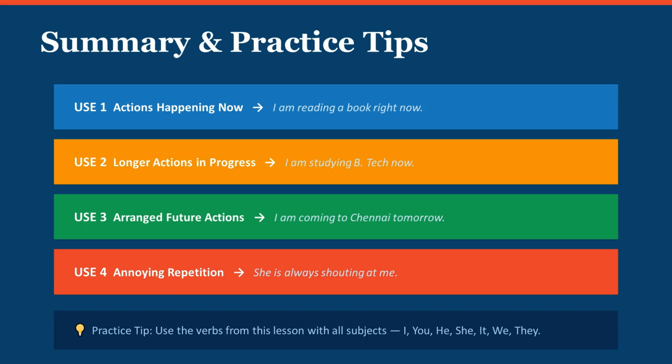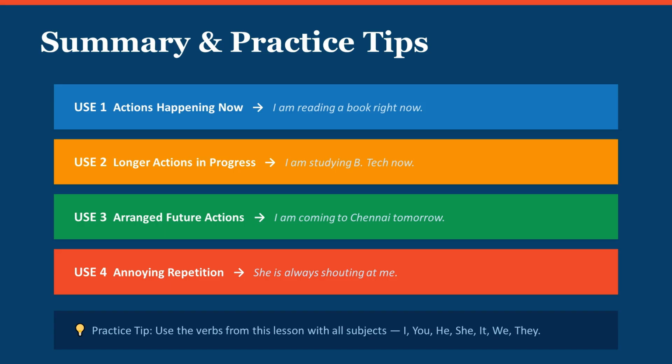The present continuous tense has four main uses. Use 1. For actions happening right now. For example, I'm reading a book right now. Use 2. For longer actions that are in progress. For example, I'm studying B.Tech now. Use 3. For arranged future actions. For example, I'm coming to Chennai tomorrow. Use 4. For annoying repeated actions, with the word always. For example, she is always shouting at me.